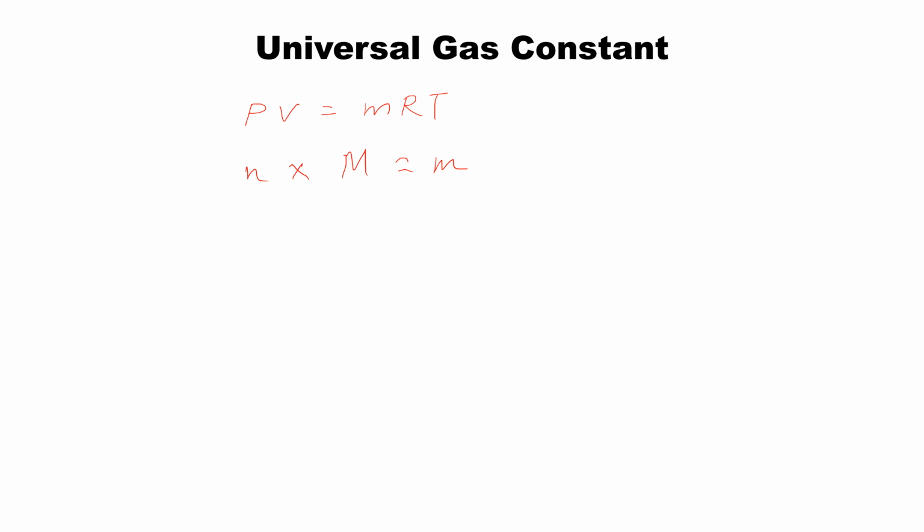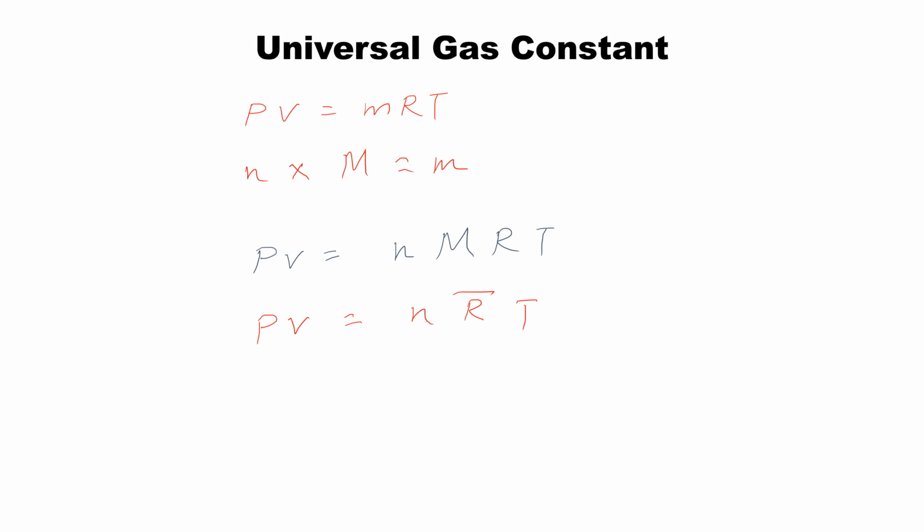So we have the two equations, PV is equal to mRT and moles multiplied by molar mass is equal to mass. So we will put the value of the second in the first. So we will get PV is equal to moles multiplied by molar mass into R into T. So we can rewrite this equation as PV is equal to N R bar T.